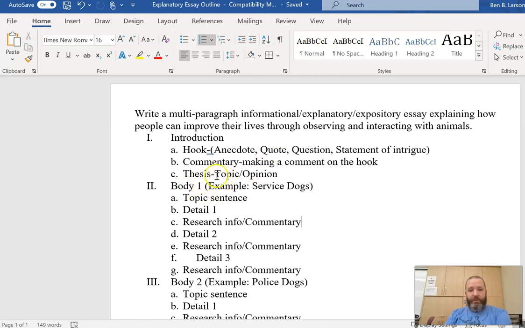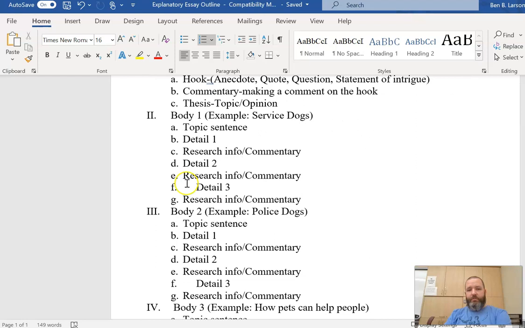All right, so after your thesis statement, it's hard for me to tell you what comes next without knowing what you have chosen as your body paragraph topics. So I'm giving you examples here. Let's say you chose service dogs as your first body paragraph. You'll have your topic sentence: one of the ways that animals can help people is by being service dogs. That would be your topic sentence.